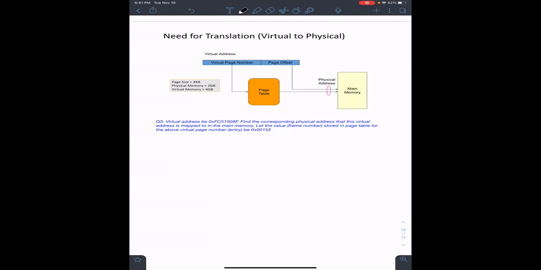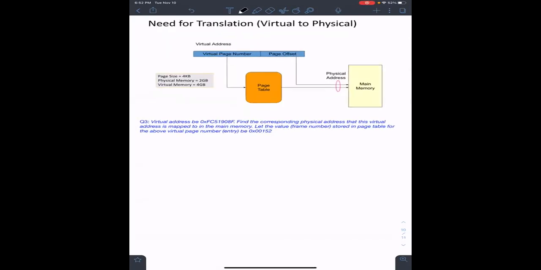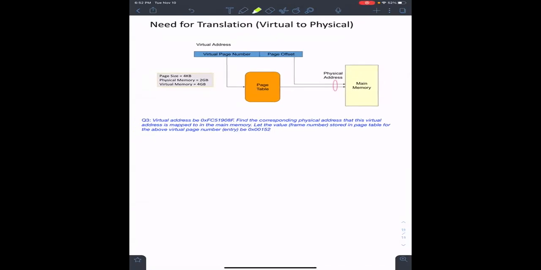So the question talks about the translation from a virtual address to a physical address. So as you guys know, virtual address corresponds to an address on a virtual memory. And we want to find out how a page table will translate a virtual address to a physical address on main memory. So the requirements of this question given to us are, we have a virtual memory, which is of 4 GB size. We have a physical memory, the actual hardware, which is of 2 GB, and a page size, like each page size is 4 KB.